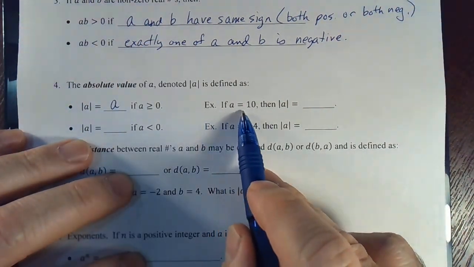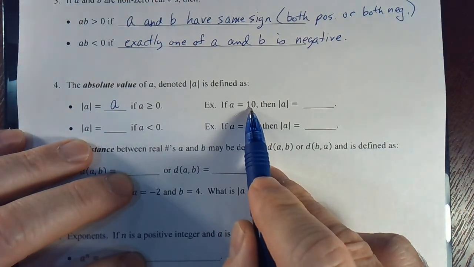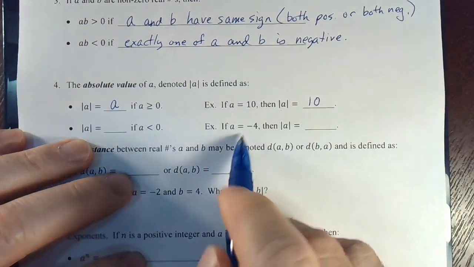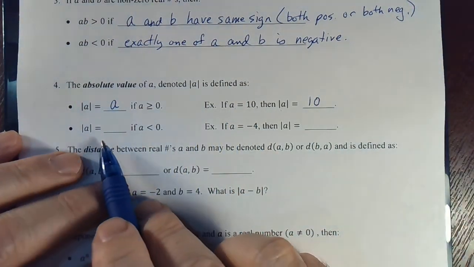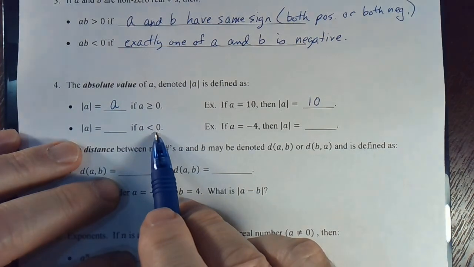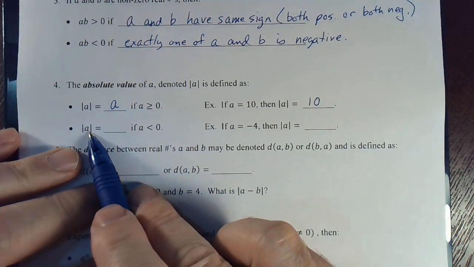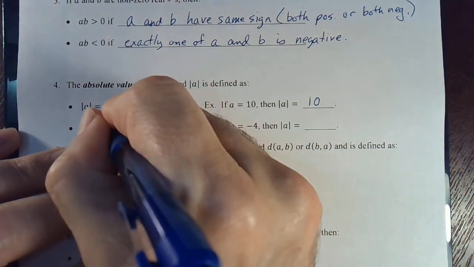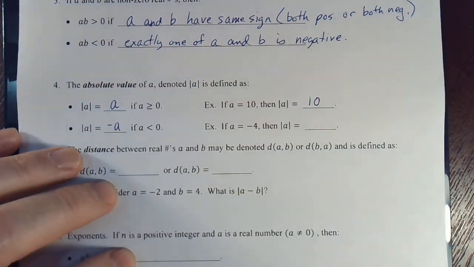An example, if a is 10, that's greater than or equal to 0, of course. The absolute value of a is 10, because a is 10. And what about if a is less than 0? What is the absolute value of a? Well, you may not like this, but it's actually negative a.